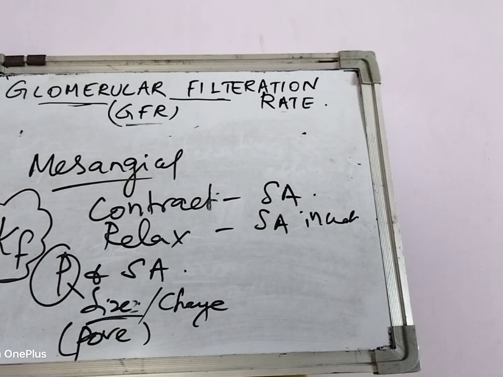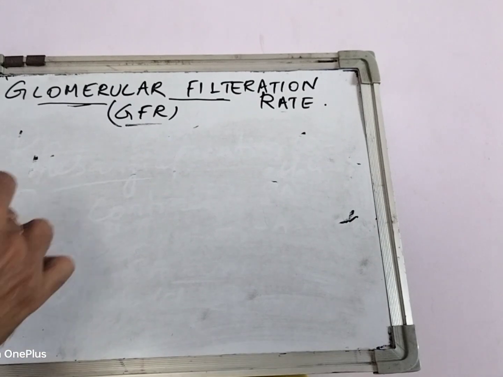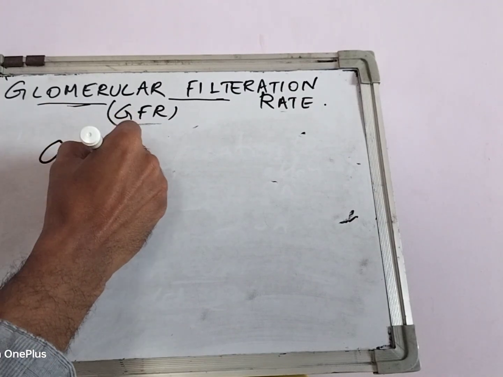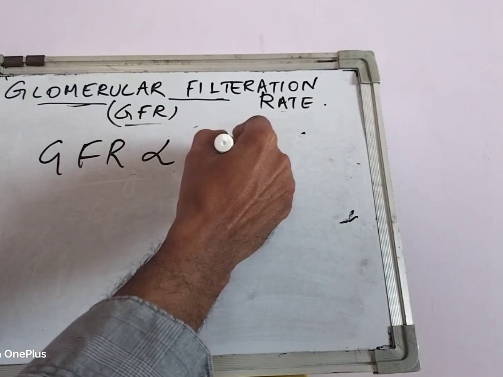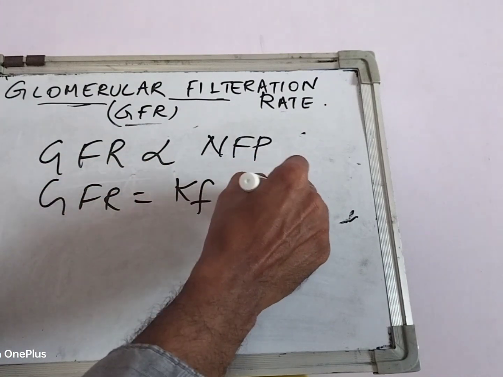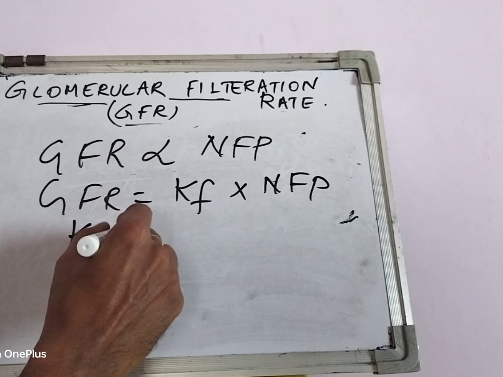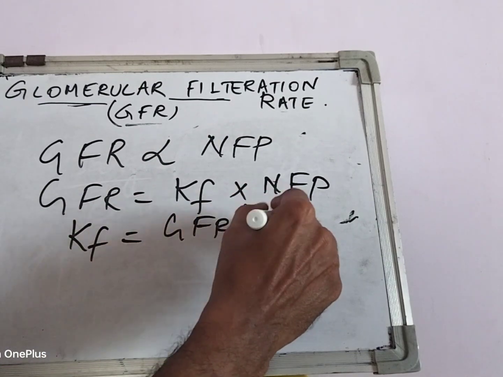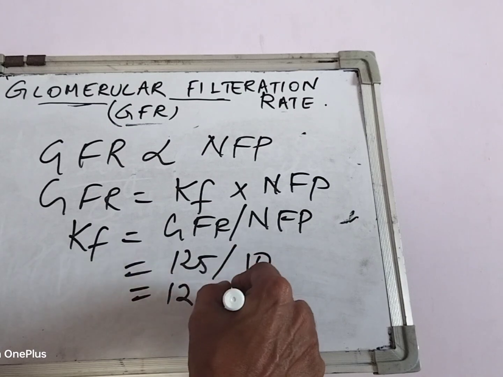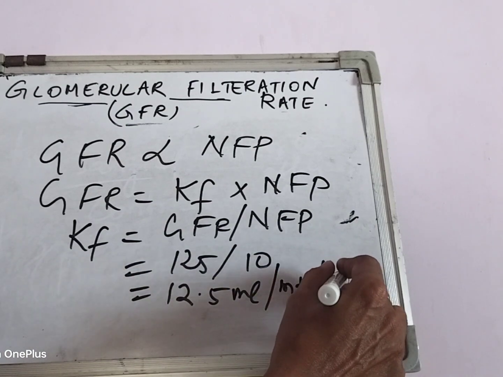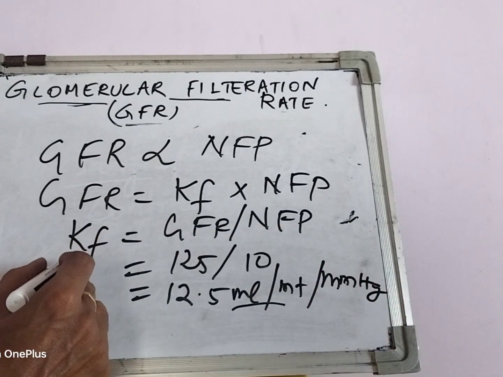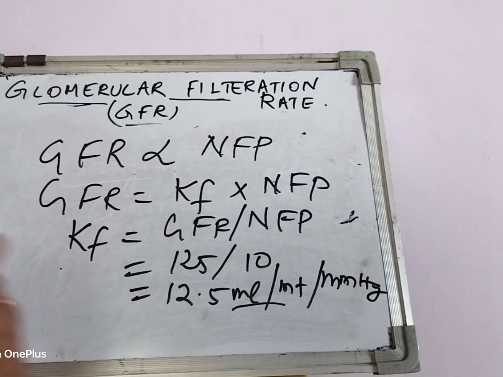KF is the filtration coefficient. Now how will we calculate KF? Before that, we come to a statement that GFR is directly proportional to net filtration pressure, or GFR is equal to KF, that is the filtration coefficient, into NFP. Now what is KF? KF is GFR by net filtration pressure, which is 125 by 10, which is 12.5 ml per minute per millimeter of mercury. So ml per minute for GFR and millimeter of mercury for NFP. This is the value of KF we are deriving by this calculation.